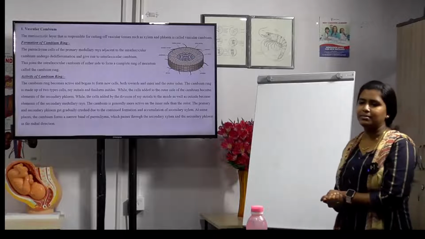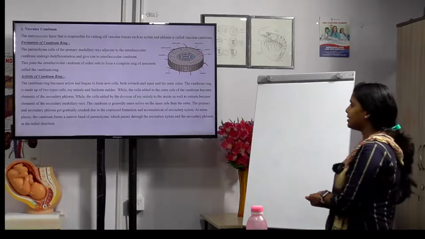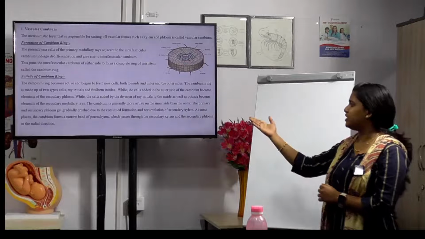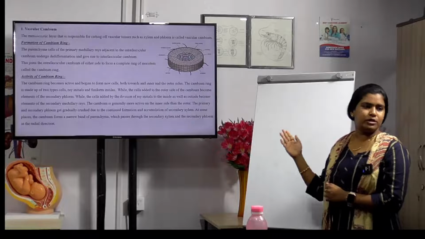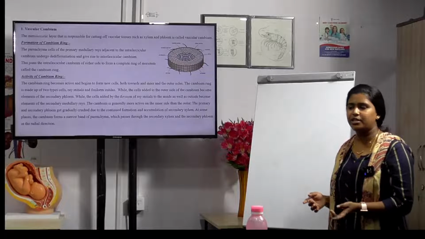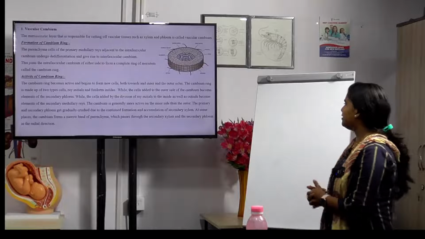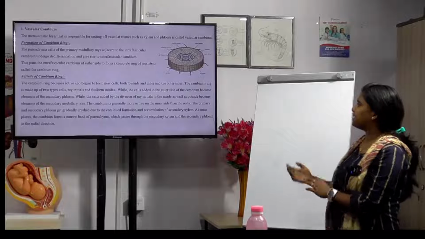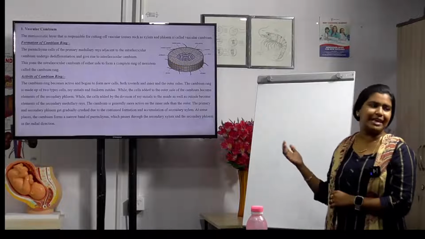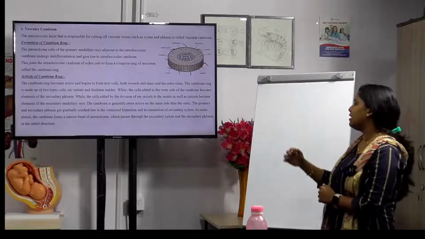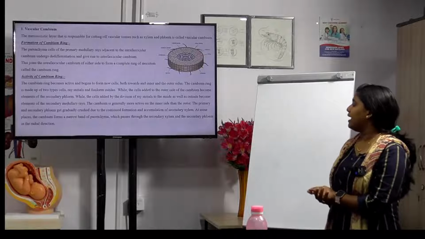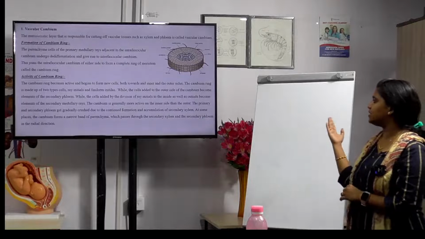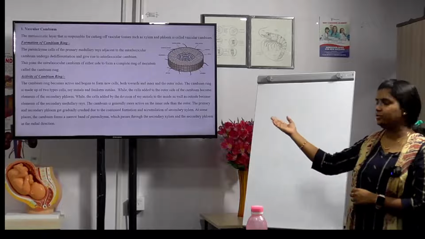Activity of the cambium ring. Let us see what the activities of a cambium ring are. The cambium ring is made up of two kinds of cells: one is ray initials, another is fusiform initials. The cells added to the outer side of the cambium become secondary phloem. And the cells added by the division of ray initials, to the inside as well as the outside, become the secondary medullary rays.